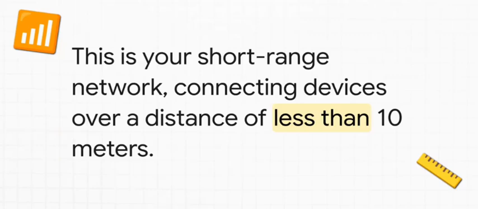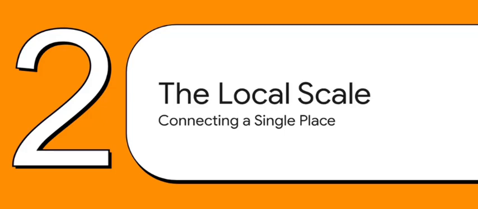Anytime your wireless headphones connect to your phone or your mouse syncs up with your tablet, yep, you're using a PAN. And the most important thing to get here is the scale. A PAN is tiny. It's all about convenience over a really short range. We're talking less than 10 meters, so maybe about 30 feet. It's that personal connection, usually built on wireless tech like Bluetooth, and it forms the very first and smallest layer of our connected world.